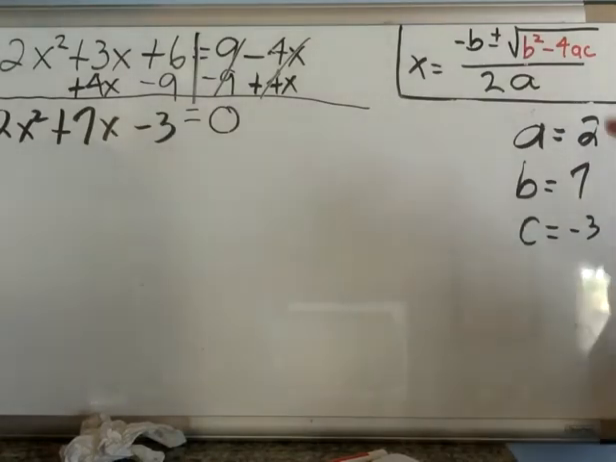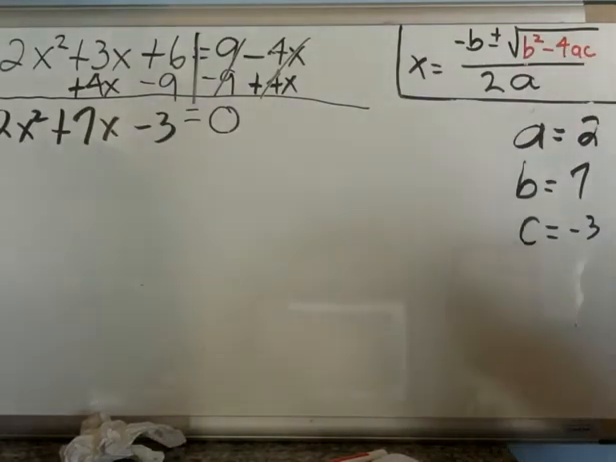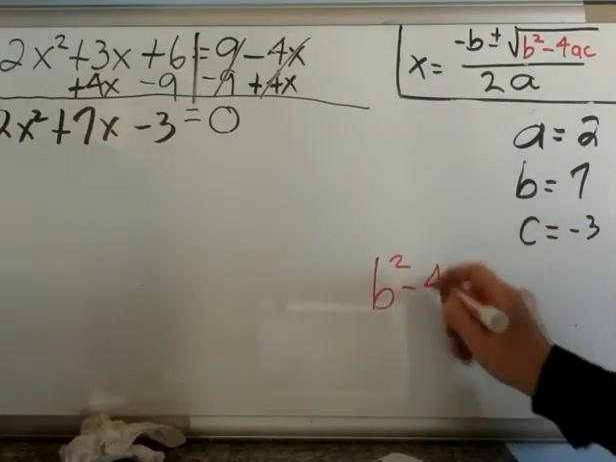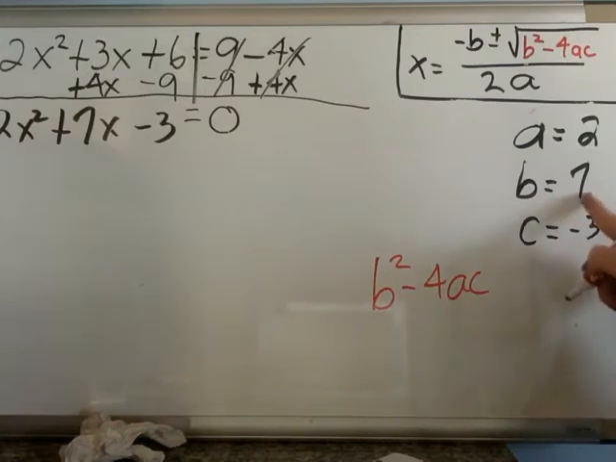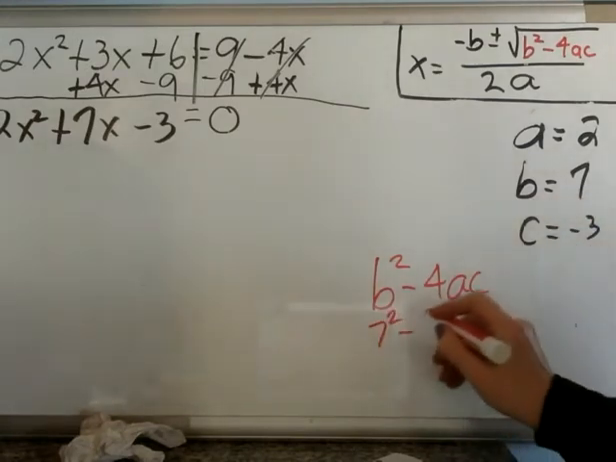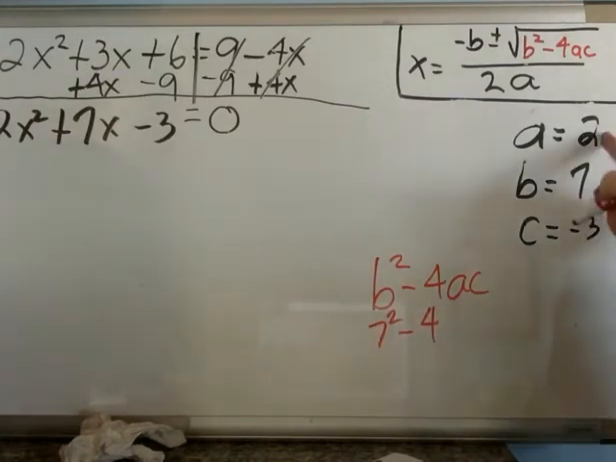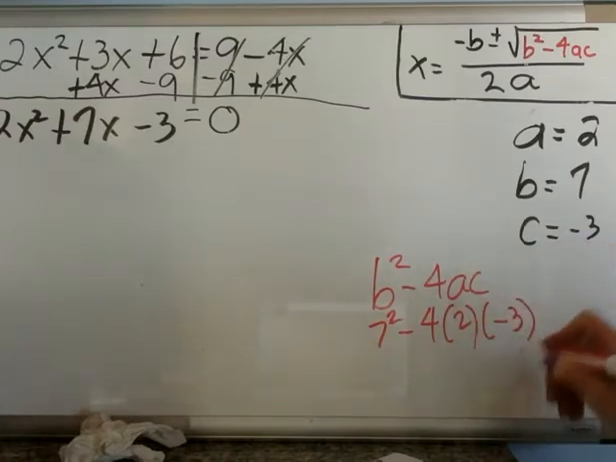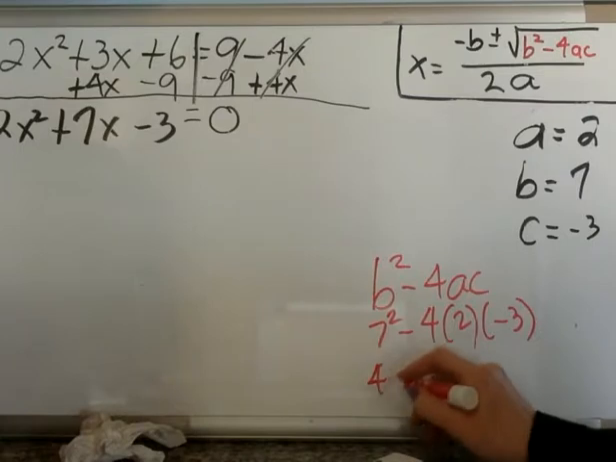Let's do step 3 now. Let's find out what the discriminant is. B squared minus 4ac. So that's going to be 7 squared minus 4 times 2 times c, which is negative 3. So b squared ends up being 49.